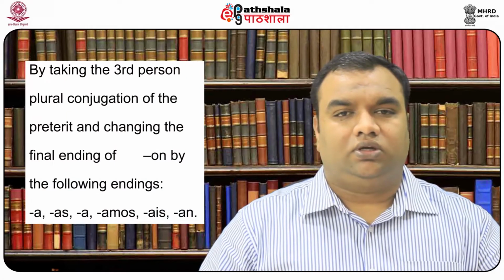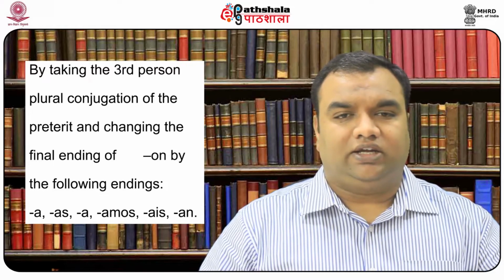Before we look into the context or usages of the imperfect subjunctive, we need to know the conjugation pattern followed in all the three verb endings of AR, ER and IR for all the regular and irregular verbs. The conjugation of the imperfect subjunctive is formed by taking the third person plural conjugation of the preterite of the verb and changing the final ending of ron by the following endings: a, as, a, amos, ais, an.